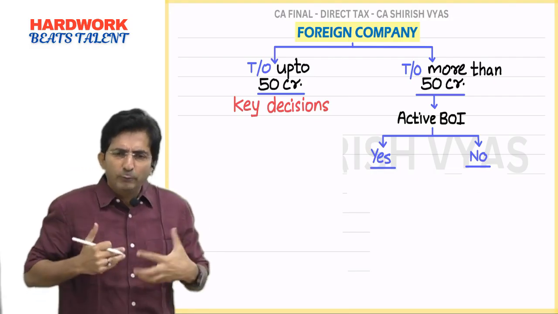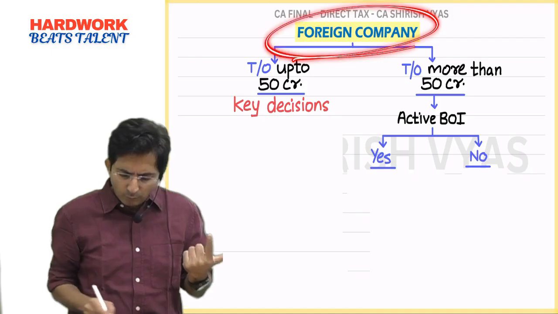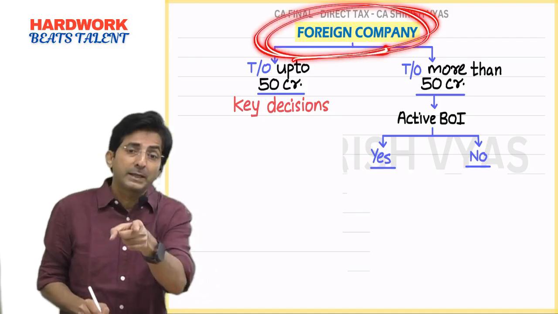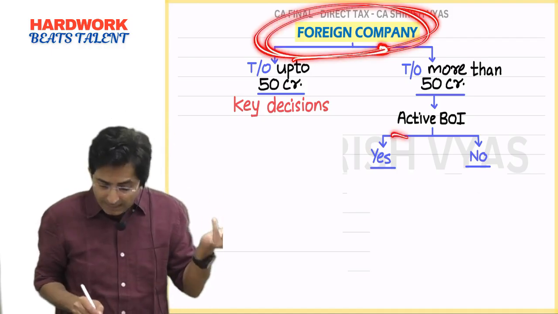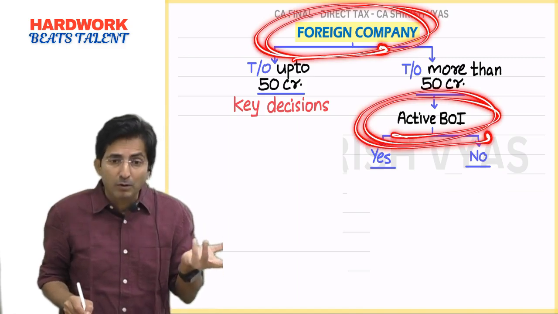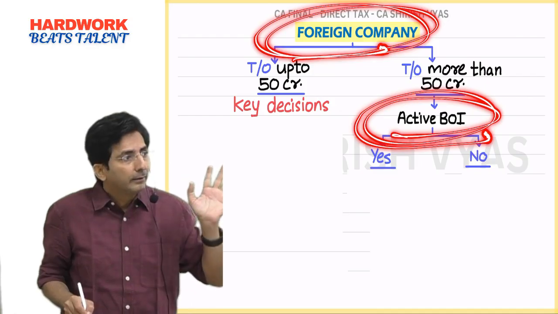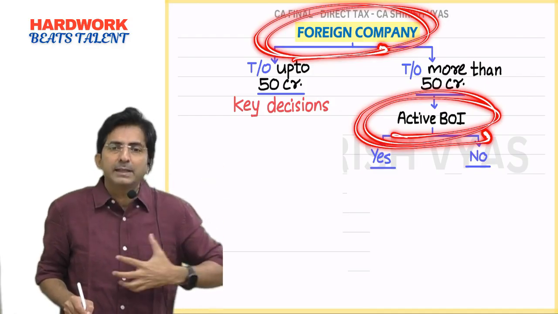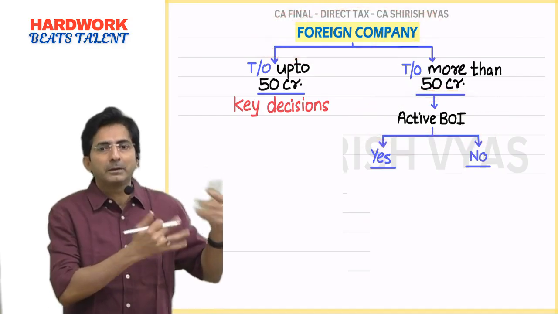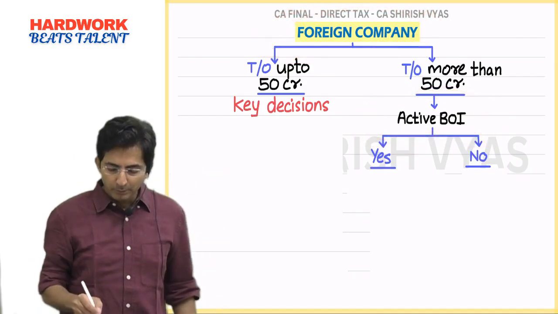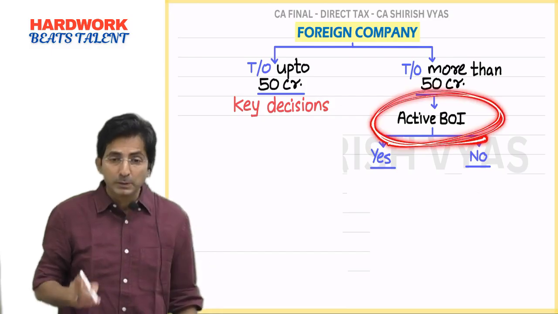Tell me, are you getting the feeling of outside or not? Firstly, it is a foreign company because its incorporation is in a foreign country, and their active business is also outside. So the feeling of outside makes us feel they are outside people, they are NR. But when do we call their active business outside India?